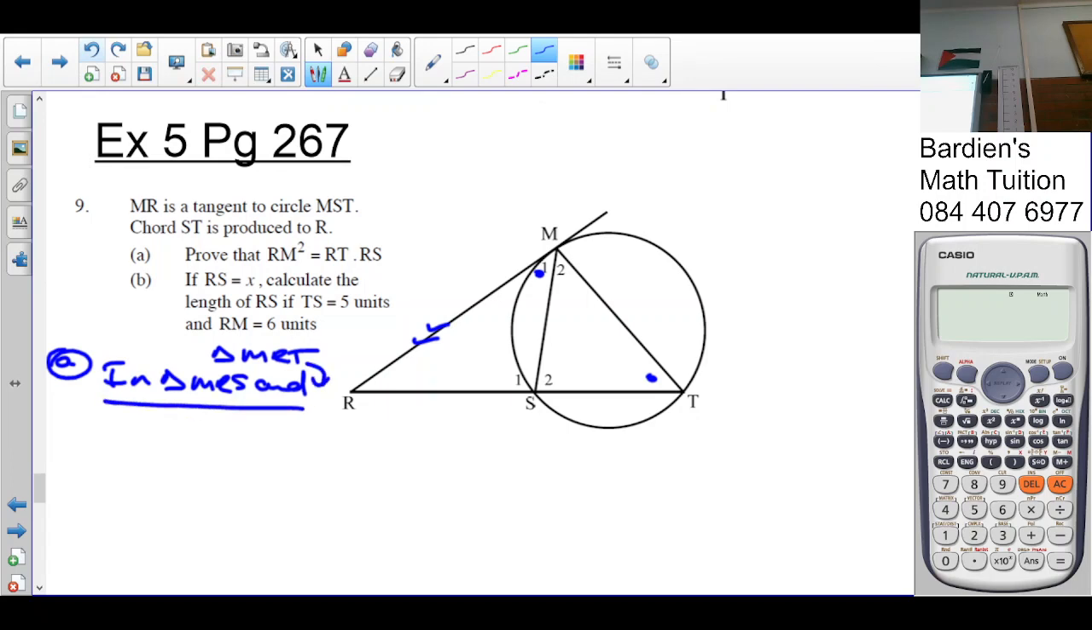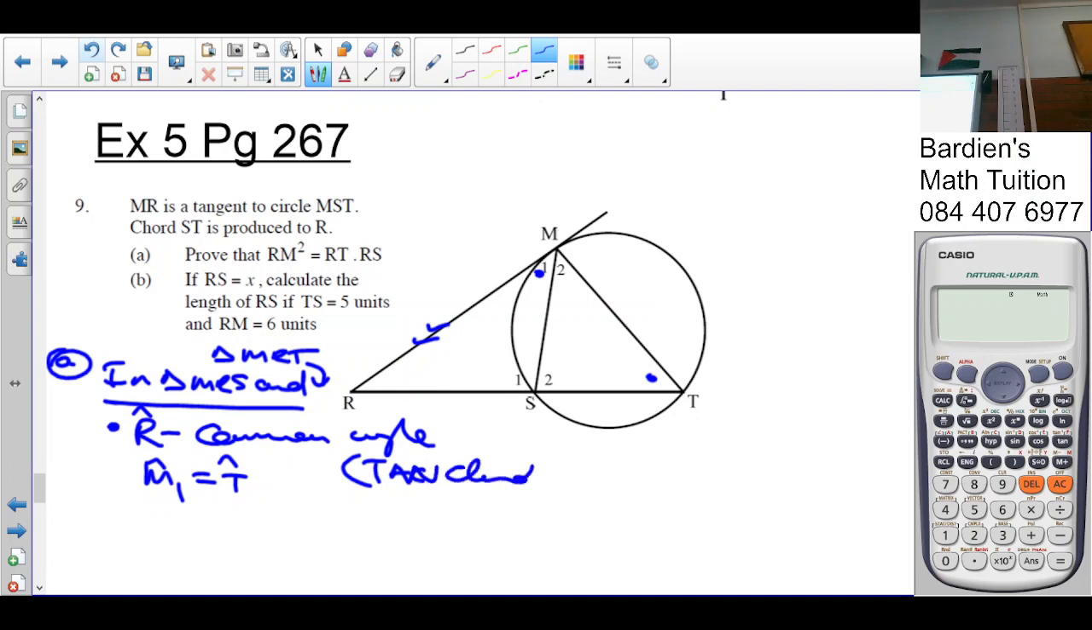So what can we say? Angle R, yes. Is it common? Angle M1 is equal to angle T. Why? Tan chord. Okay. And thirdly, the angle that was not mentioned in MRS is S1 is equal to, and in the big triangle, the angle that is not mentioned is the combination of M1 and 2, which is RMT. And the reason here is the third angle of triangle.